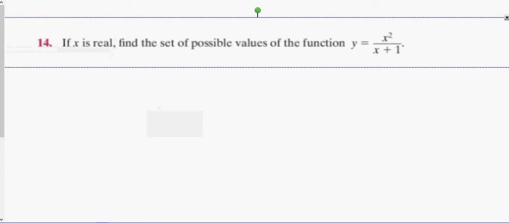If x is real, find the possible sets of values for the function y equals x squared over x plus 1. Alright. What do we never want the denominator to be? We never want the denominator to be what? Anybody?